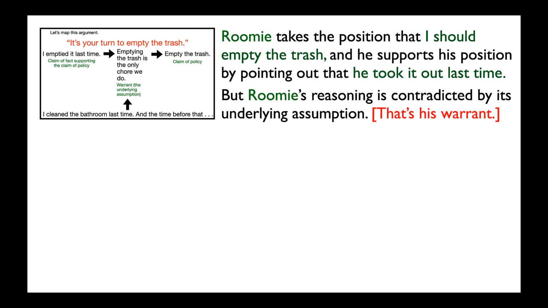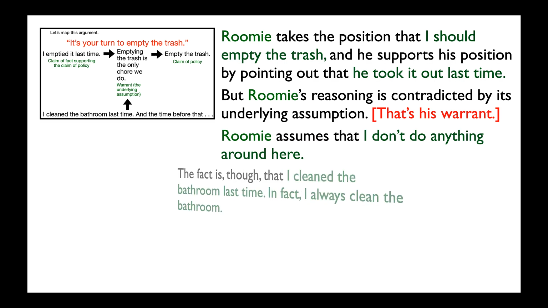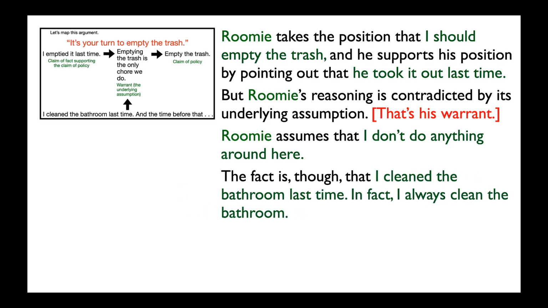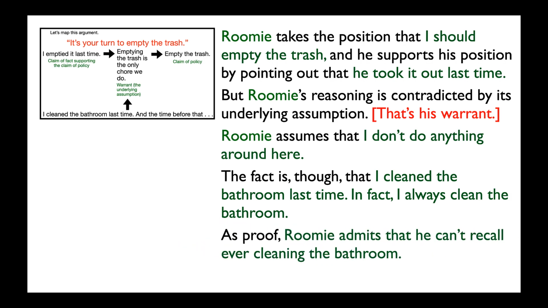But Rumi's reasoning is contradicted by its underlying assumption. That's his warrant. Rumi assumes that I don't do anything around here. The fact is, though, that I cleaned the bathroom last time. In fact, I always clean the bathroom. But now he's attacking that warrant. And now he wants to present some evidence of that claim of fact. And as proof, he advances another claim of fact, and that is that the roommate has admitted that he can't recall ever cleaning the bathroom. So there you go. This language, as I say, is in the template.